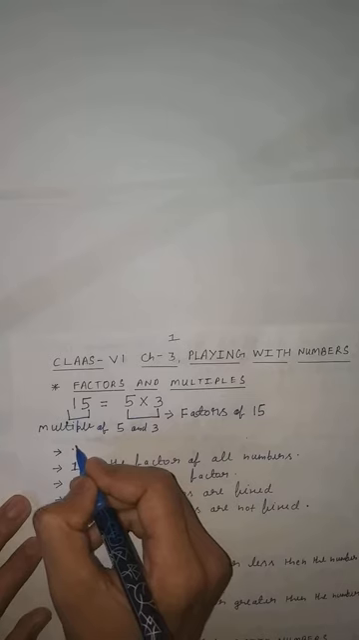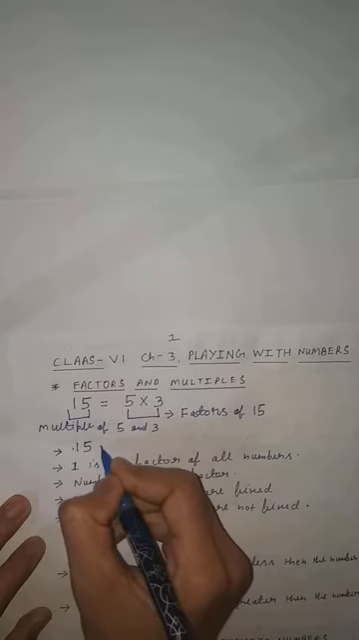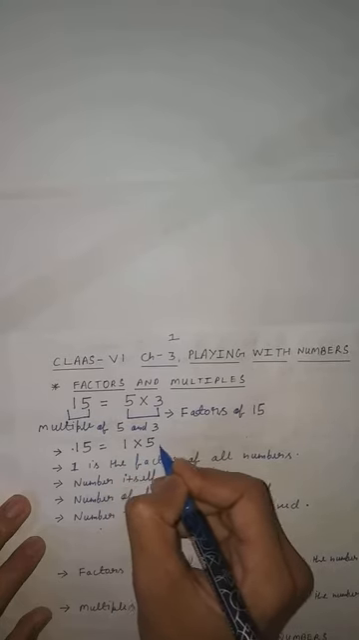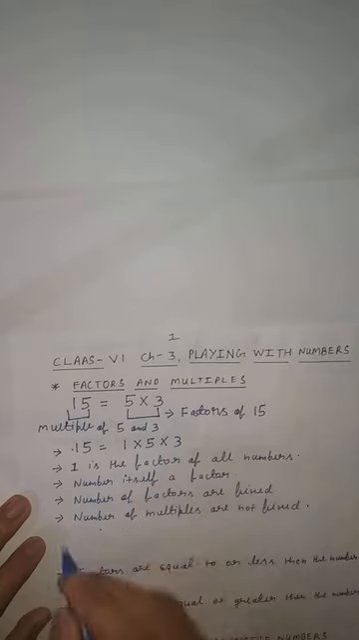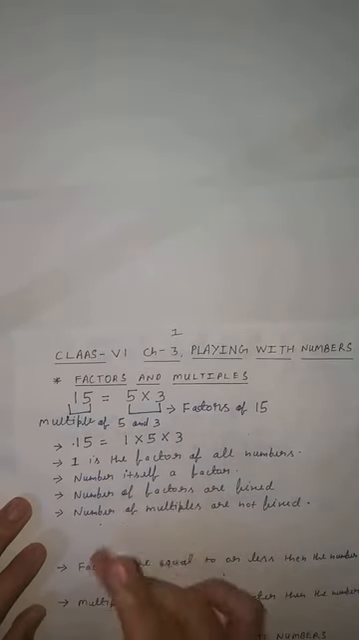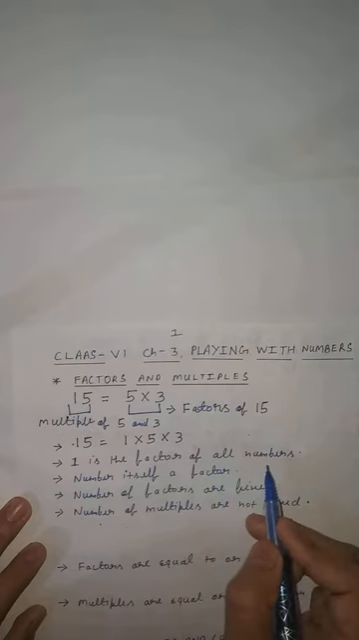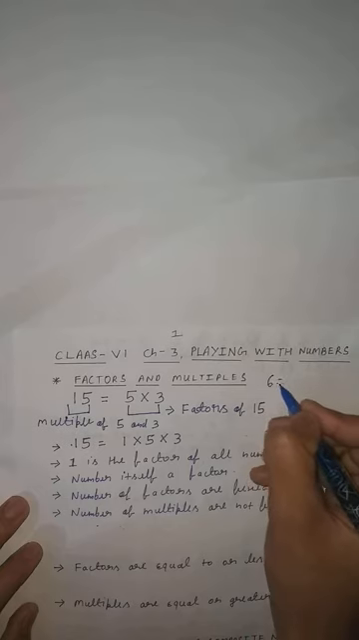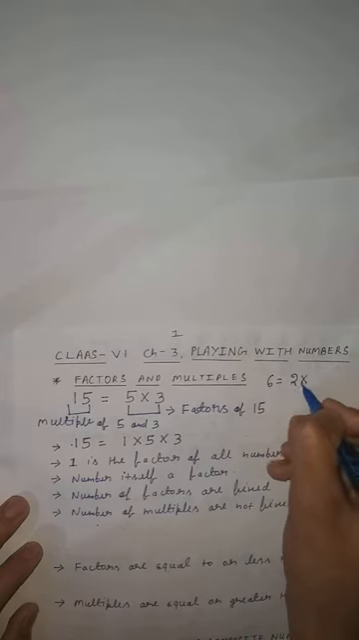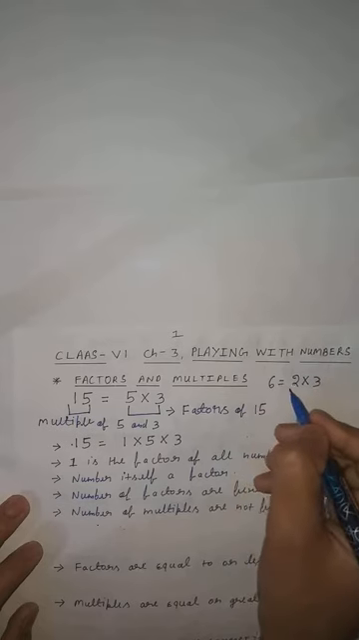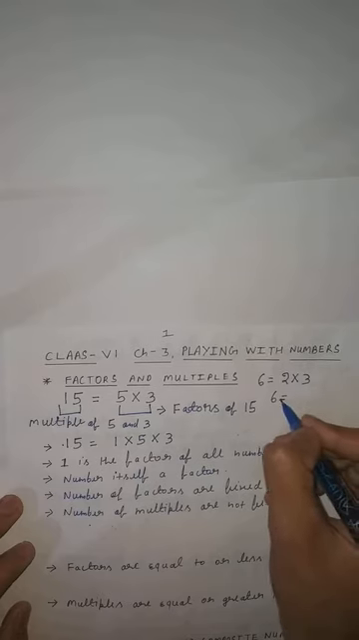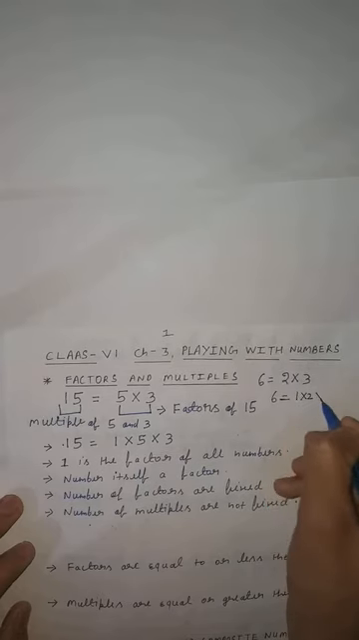Now 15 you can also write as 1 multiplied by 5 multiplied by 3. Why am I writing 1? Because 1 is the factor of all numbers. Clear, students? If you are writing 6, you can write 2 multiplied by 3, so 6 equals 2 times 3, and also 6 equals 1 multiplied by 2 multiplied by 3.